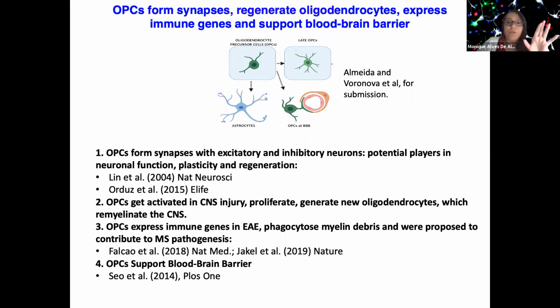Because during injury, OPCs activate, proliferate, and migrate to the injury site, and generate new oligodendrocytes that are capable of remyelinating the CNS. And finally, OPCs also support blood-brain barrier integrity via TGF-beta signaling. Currently, distinct phenotypes of OPCs and functional states have been reported, but more studies regarding the heterogeneity of these classes of cells still need to be done.